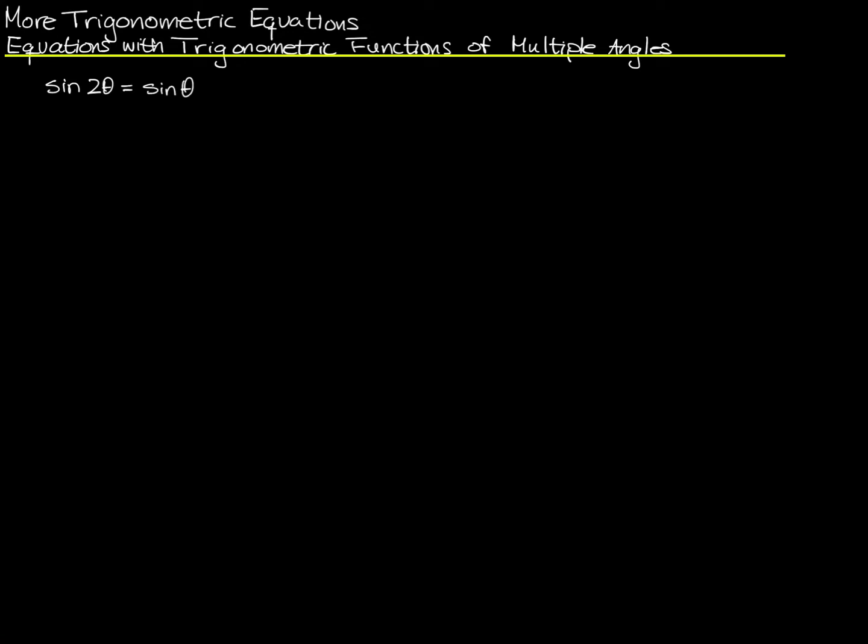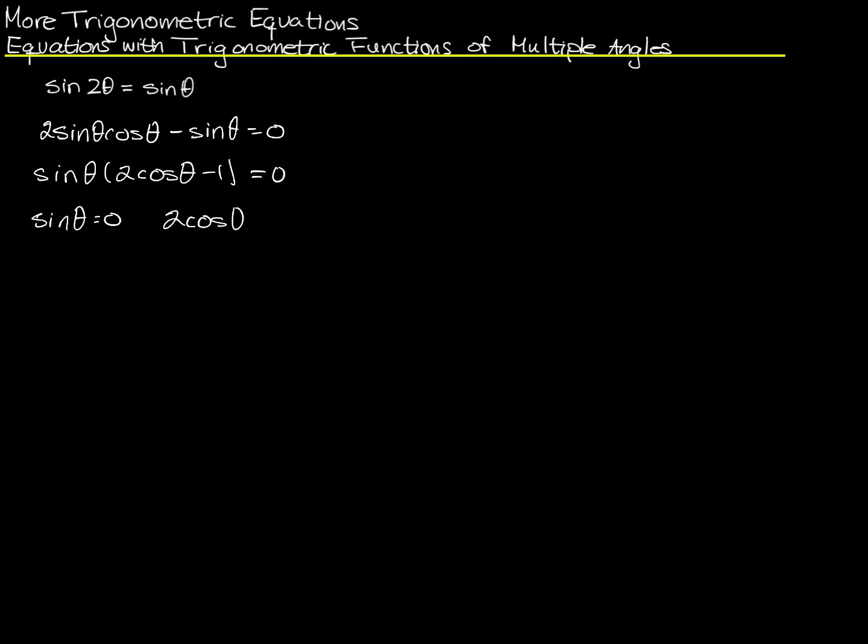I know that the sine of 2 theta can be written as 2 sine theta cosine theta. And if I also then subtract sine of theta from both sides, my equation looks like this. And now I can factor out a sine of theta. That leaves me with a 2 cosine theta minus 1. So either the sine of theta equals 0 or 2 cosine theta minus 1 equals 0. This one's easy. Theta is either 0 or pi.